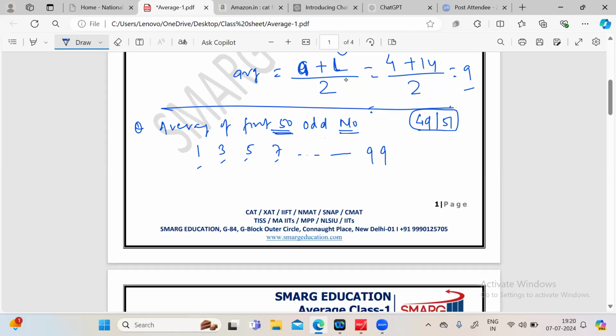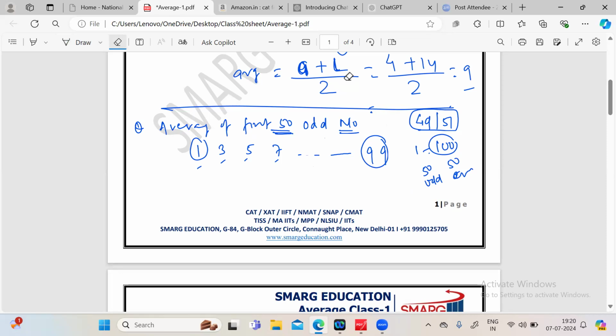Okay. Is it clear now for everyone? Sir, tell me, how did it become 99? Look, there are 100 numbers from 1 to 100, of which half will be odd and half will be even. The first odd number is 1, the 50th odd number will be 99, the first even number will be 2, and the 50th even number will be 100. Is it clear now? Yes.